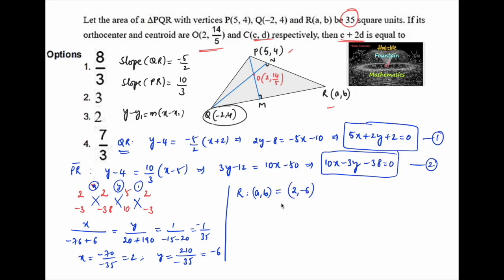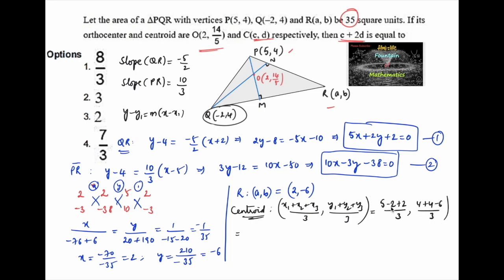And now the centroid. Centroid is x1 plus x2 plus x3 by 3, y1 plus y2 plus y3 divided by 3. So here the three vertices, so you can take 5 plus of minus 2 plus 2 divided by 3, and here 4 plus 4 minus 6 divided by 3. So we have 5 by 3 comma 8 minus 6, 2 by 3, and which is given as C comma D.